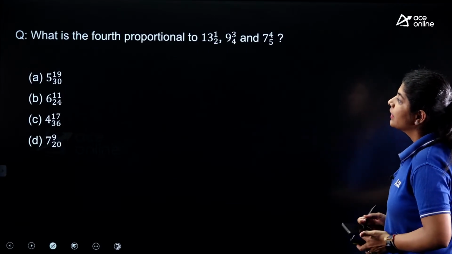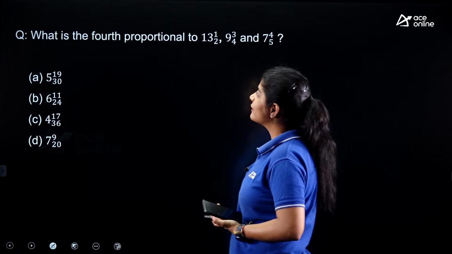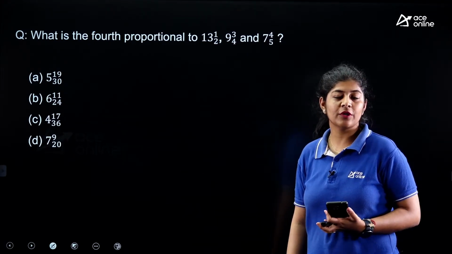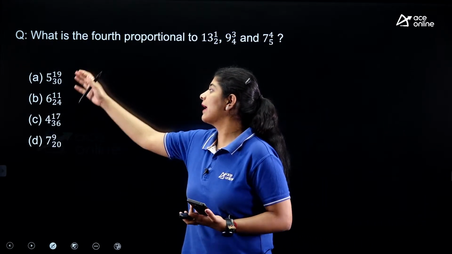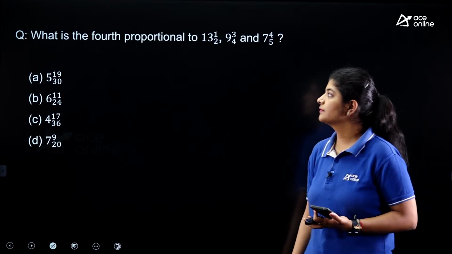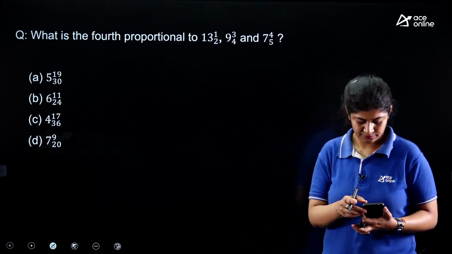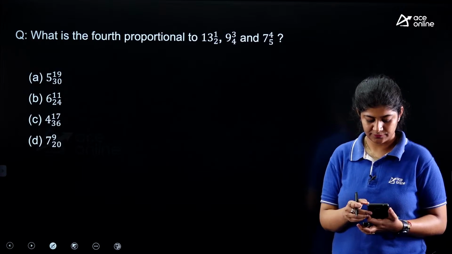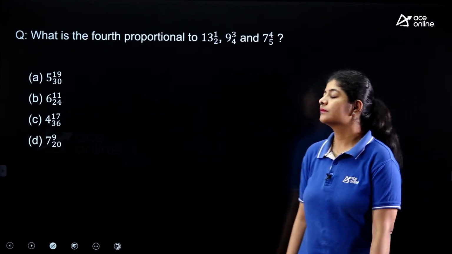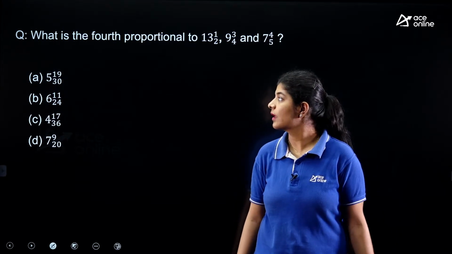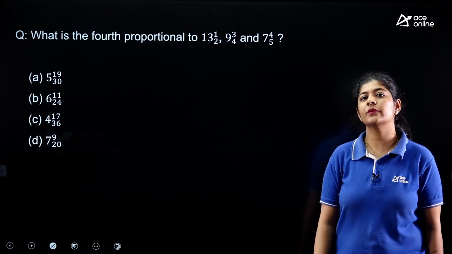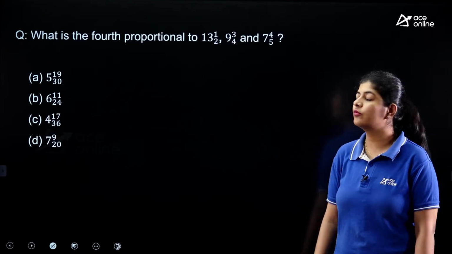Next. The next question is, what is the fourth proportional to these terms? What we need to do, we just simply need to find out the fourth proportional. And here you are having your options. Here we are having three values, and with the help of these three values, we just simply need to find out the fourth proportional.